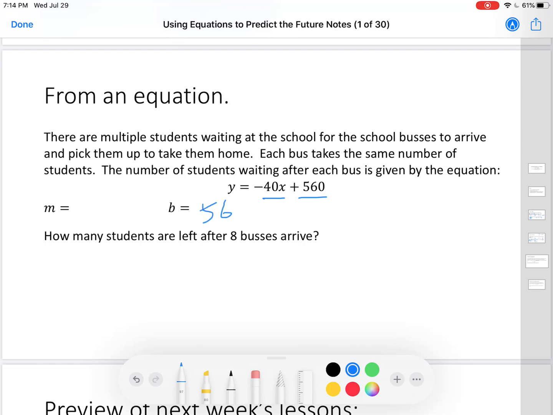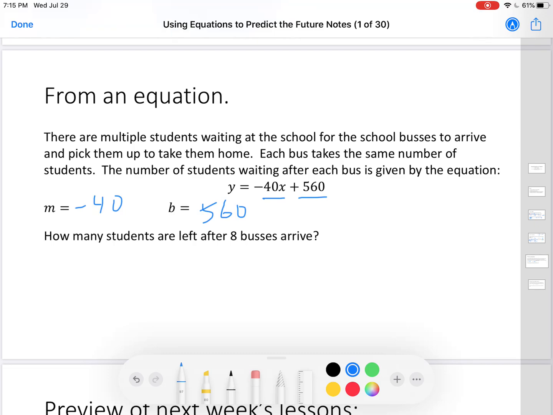So B is 560. Since B is the starting amount, that means there are 560 students waiting for buses at the end of the school day. M is negative 40. Since one bus is multiplied by negative 40, 1 times negative 40 is negative 40. That means each bus picks up and takes away 40 students. So you're imagining, here's 560 students, a bus shows up, takes 40 away. Another bus shows up, takes another 40 away. Another bus shows up, takes another 40 away.